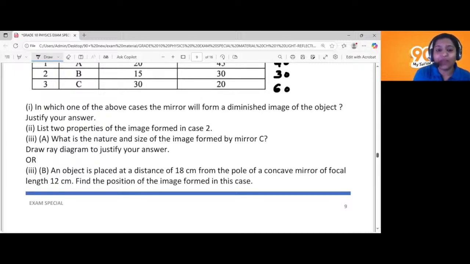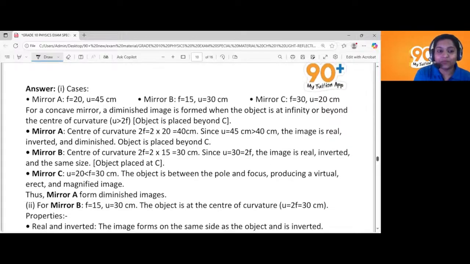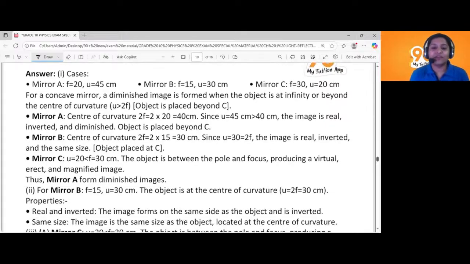In which of the above cases is the mirror going to form a diminished image? Justify your answer. First find the value for C. We already found the value for C. For a concave mirror, a diminished image is formed when you keep the object at infinity or beyond the center of curvature. So our mirror A case is the beyond C case. So it is going to form a diminished image.